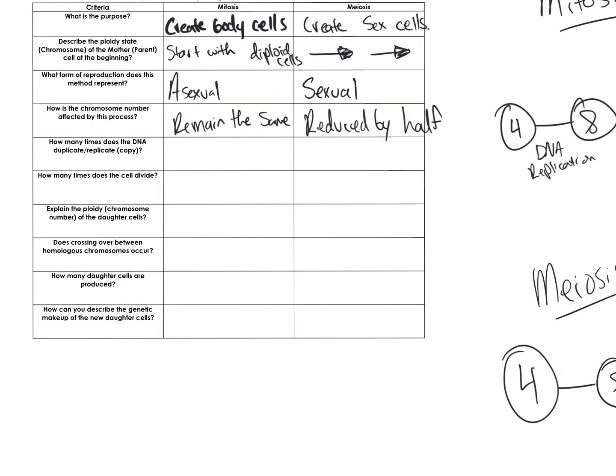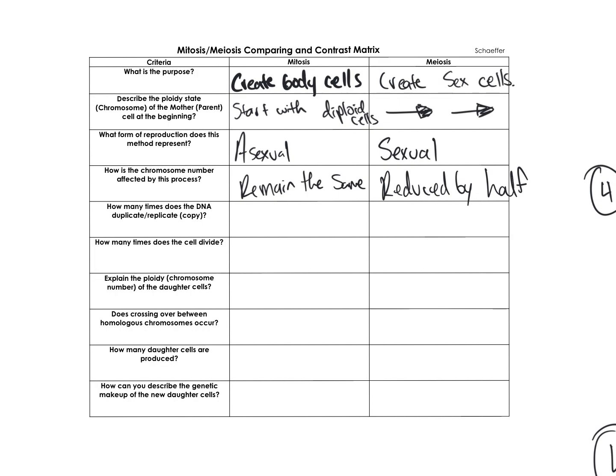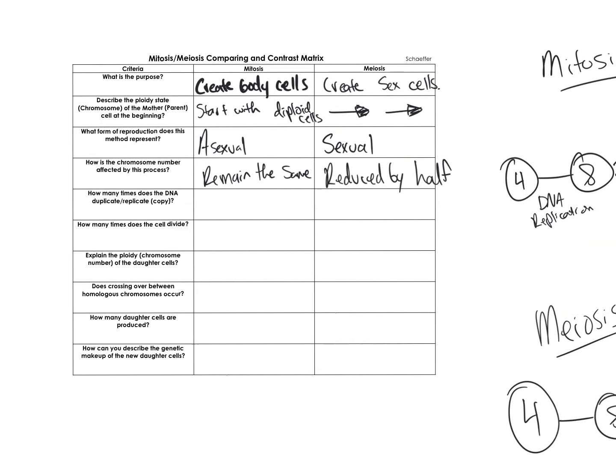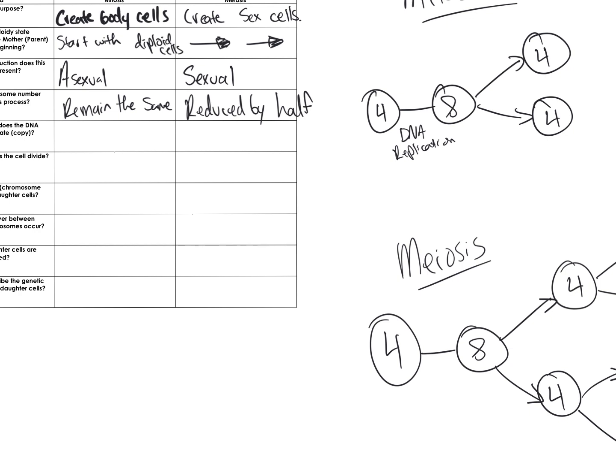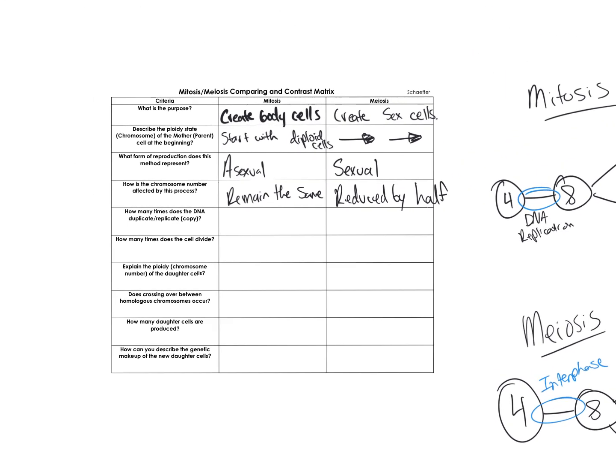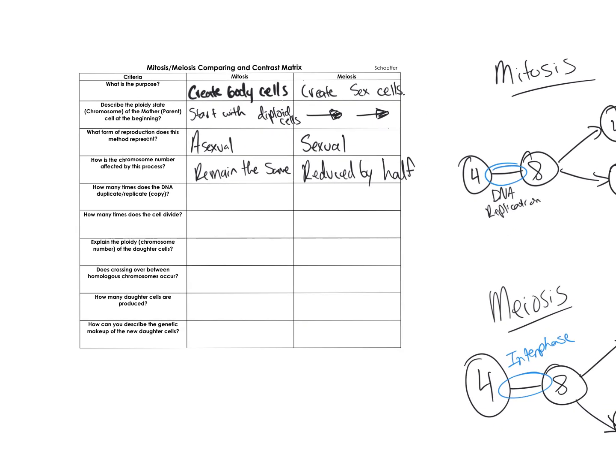Okay, so I'm going to go back to our graphic organizer. How many times does the DNA replicate or duplicate? DNA replication or duplication occurs right here. So this is during interphase. It would be interphase, and it's particularly where DNA replication is happening in the S phase. So how many times does the DNA duplicate and replicate? In each of these, it's only once. So it duplicates once, and that's going to be for both of them. We'll cross those out as we go.